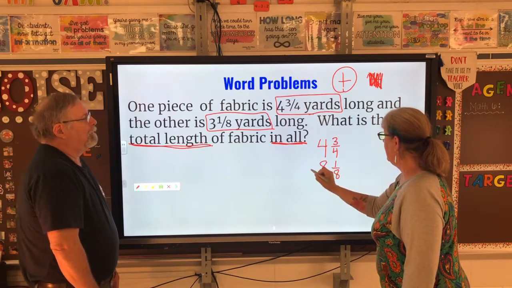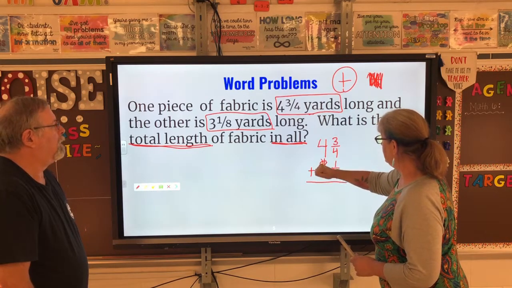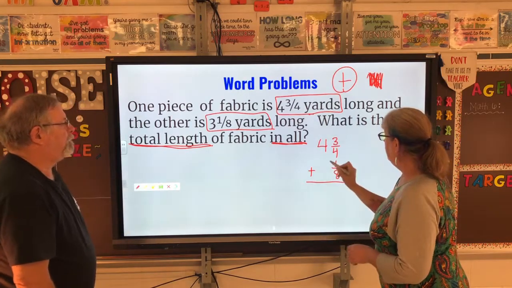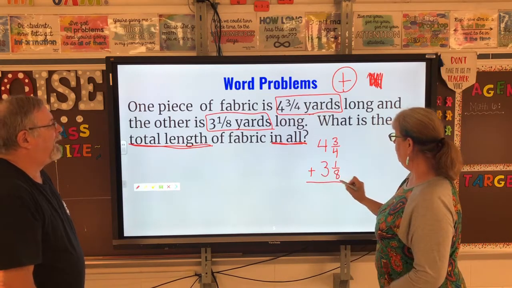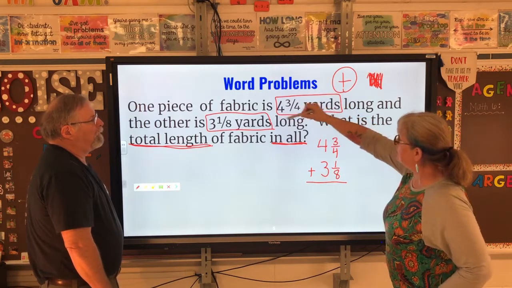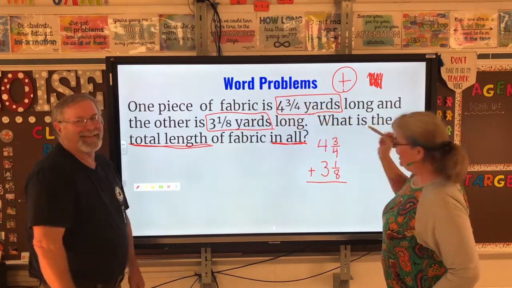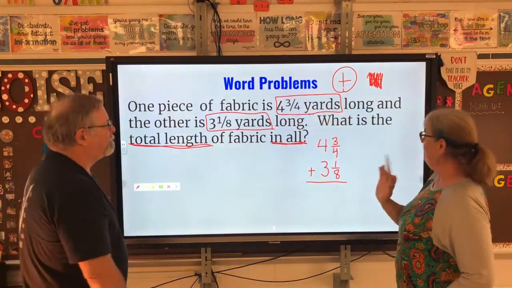So the very first thing I do is set up my problem, and I erase this right here because it's supposed to be a 3 1/8, not an 8 1/8. So let me check my numbers again. 4 3/4, 3 1/8. We have trouble with numbers every now and then. I think I got it.